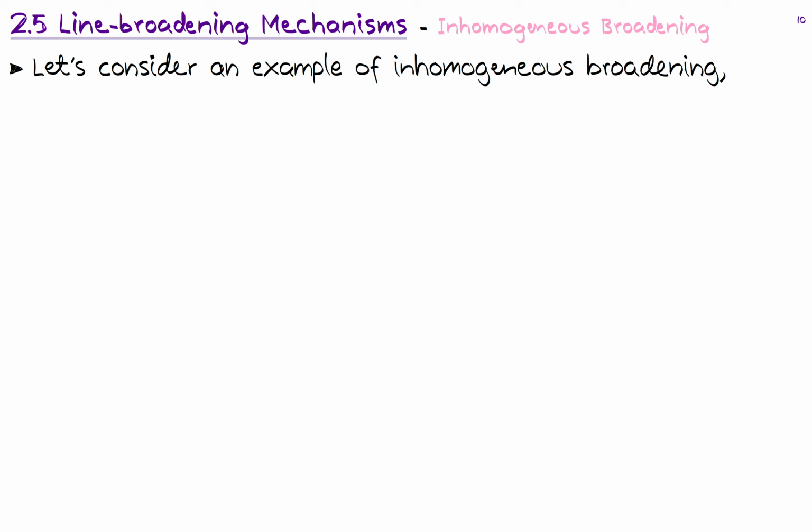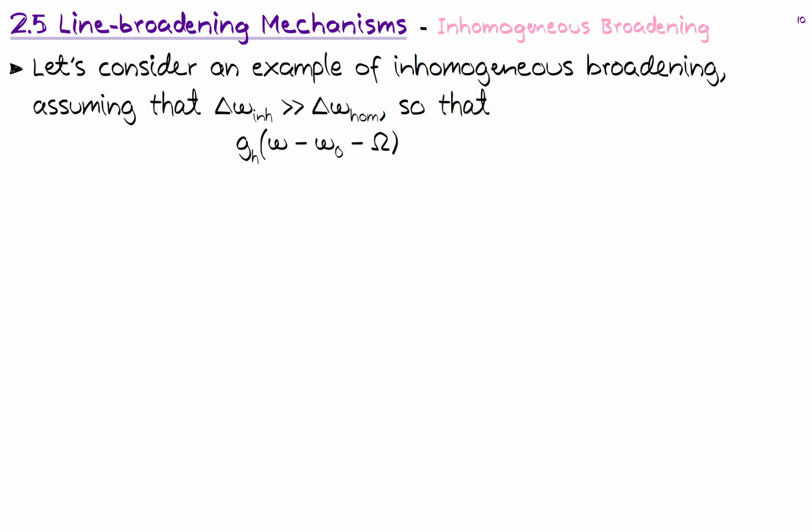So let's consider an example of inhomogeneous broadening, and we assume that the line width of the inhomogeneously broadened medium is really larger than the broadening of the line width due to homogeneous broadening mechanisms. So basically, this means that the homogeneous line broadening function g_H is approximately a delta function peaking when omega minus omega naught equals capital Omega.